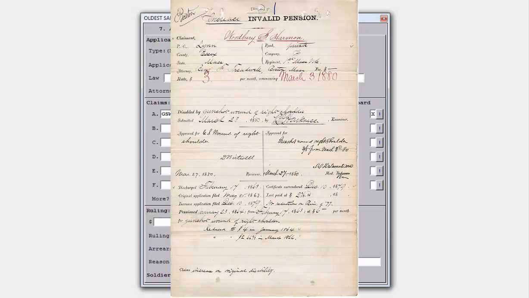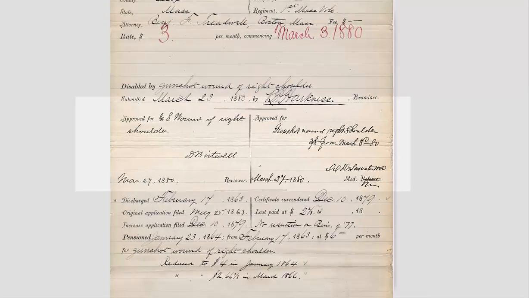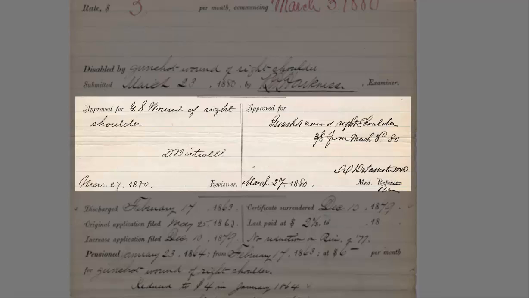This 1879 ruling form represents the basic structure of the forms that will be used until 1907, when the pensions changed from being disability-based to being age-based. The center section is divided in half. On the left are the disabilities the soldier is asking to be pensioned for. On the right is what the board approves.